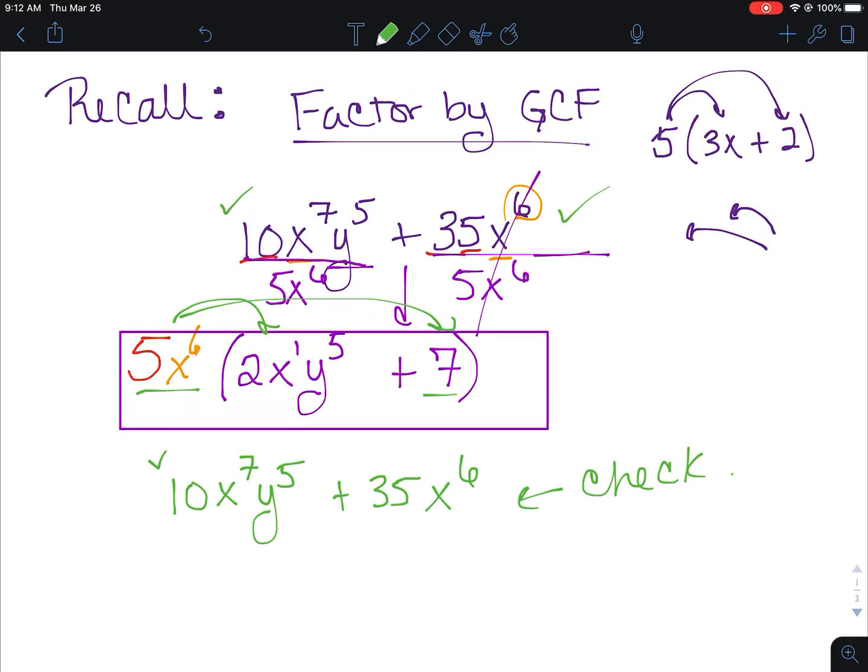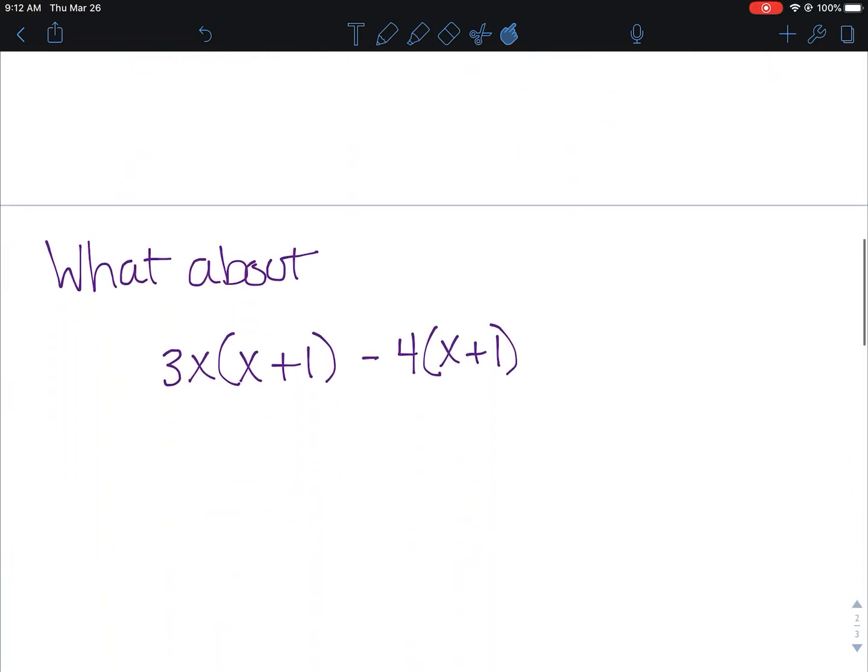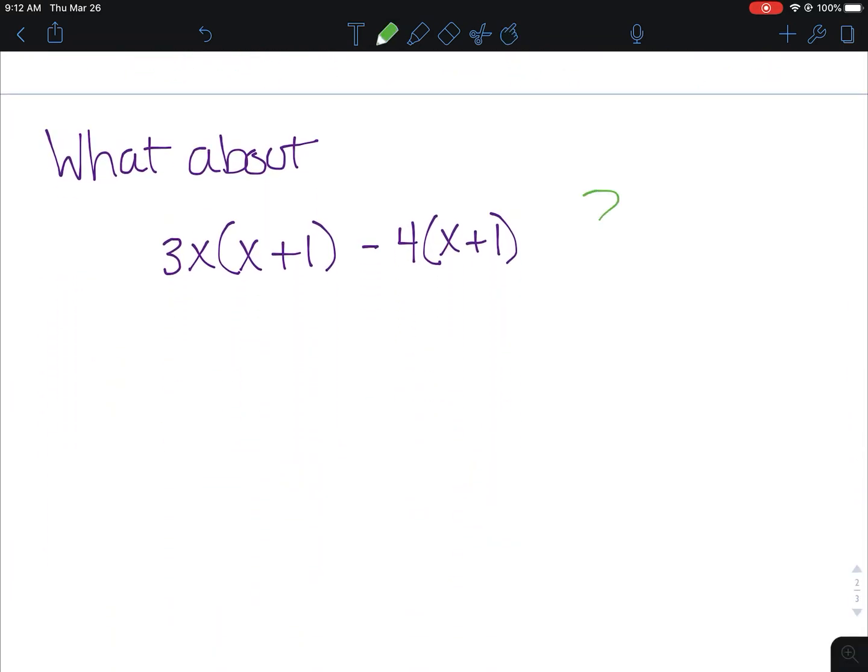We're looking for what's in common, what factors are in common for both terms. And let's look at one like this. So when you guys look at this, this is 3x times x plus 1 and negative 4 times x plus 1.